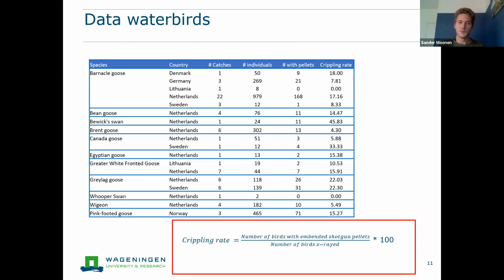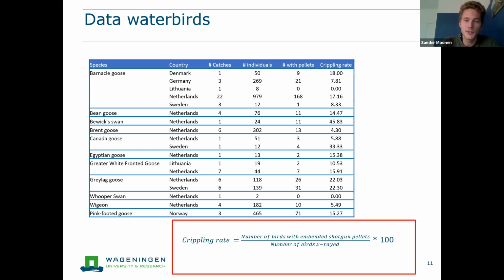So some numbers. As you can see, we got quite a range of species. The main focus was on barnacle geese, so the bulk of the numbers is also in the barnacle goose. And in barnacle goose, you see particularly high numbers in the Netherlands and in Denmark. You have to see that in Denmark there was only one catching moment, so that's a bit less accurate than the Netherlands, where we had 22 moments of catching, and the percentage was 17%. But if you look, for example, at the Bewick's swans, which was of course only one catching moment, the percentage was very high, almost 46%.